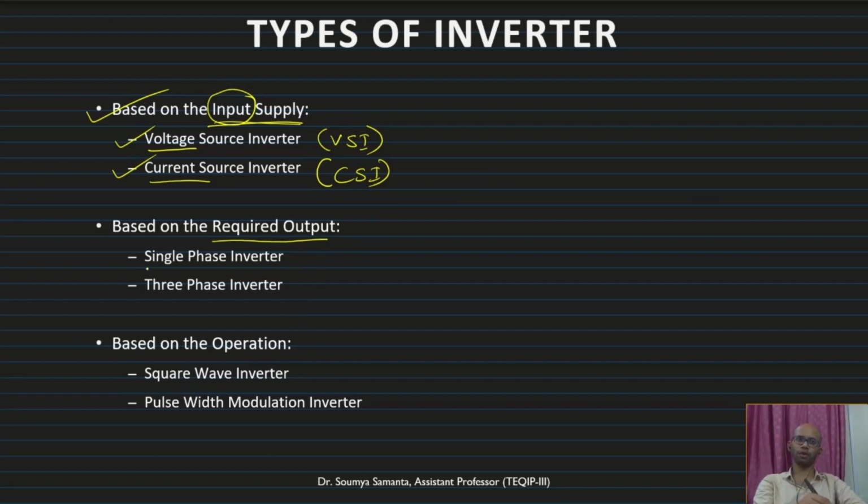Now based on the output we require, if we require single phase AC at the output of the inverter, then we will use a single phase inverter. If we require a higher power rating, in that case we have to use a three phase inverter. So based on that it is divided into two: single phase inverter and three phase inverter. Then based on the operation, it can be divided into the square wave inverter and the pulse width modulation inverter. We will discuss these types of inverters throughout the discussion, in the last 4 to 5 lectures. So let us start.